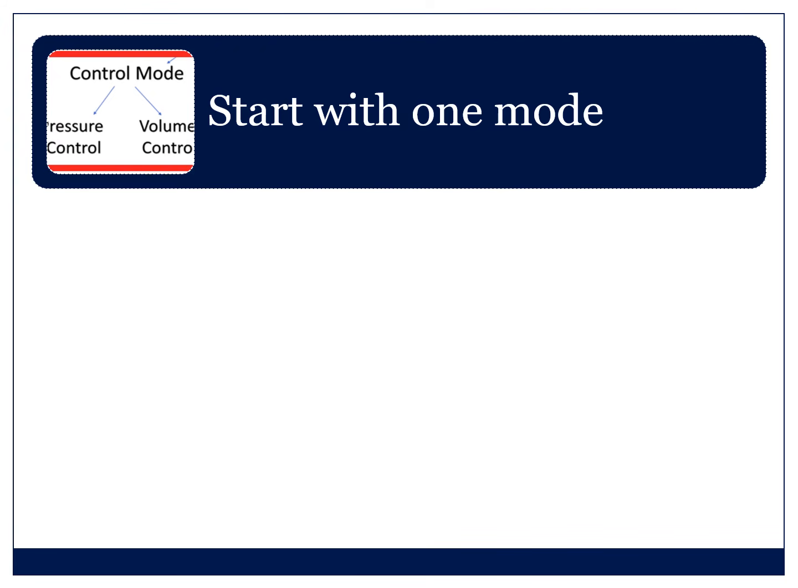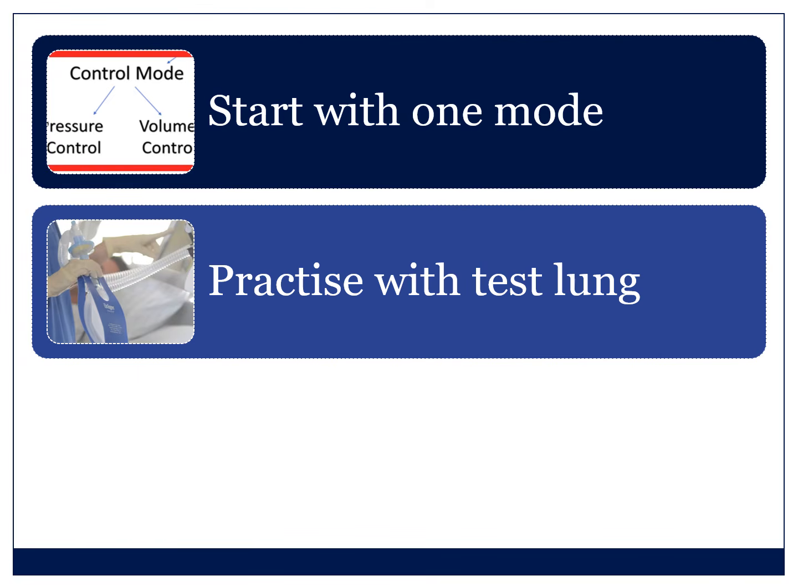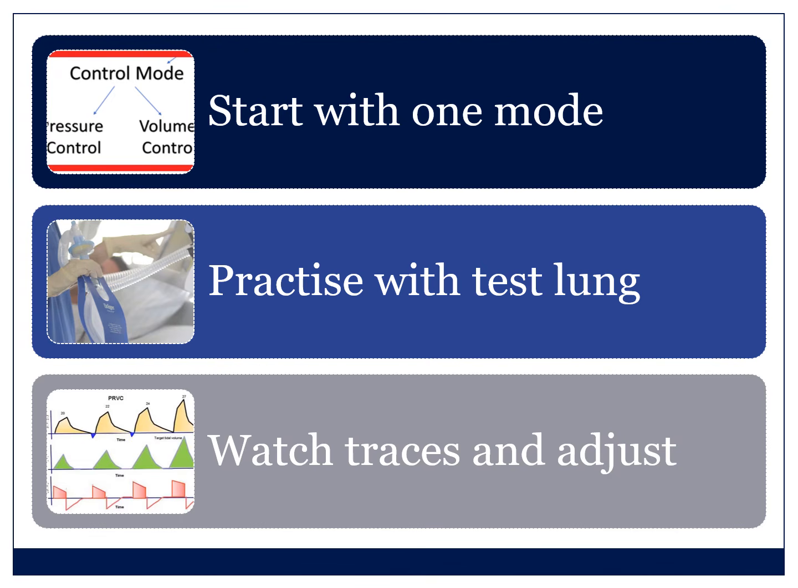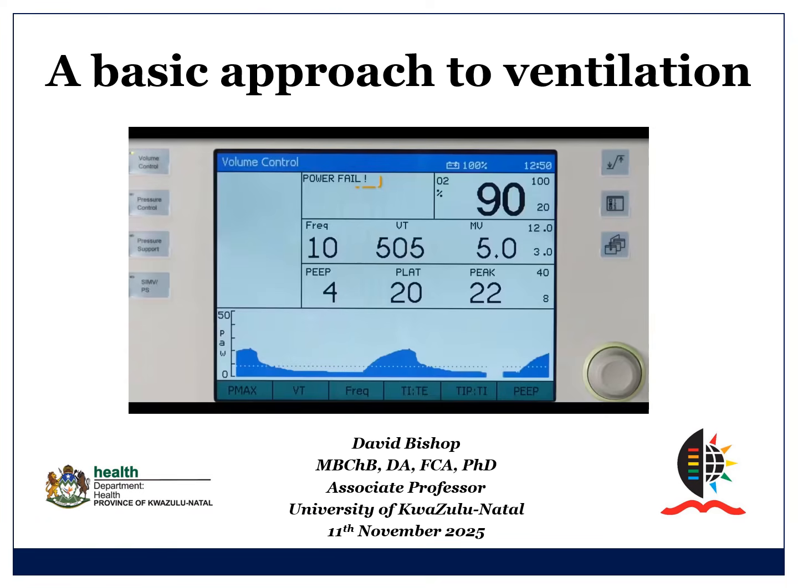So as a general principle, start with one mode of ventilation, either pressure or volume, and get to know that well, and then learn to use the other one because they're both useful in different circumstances. Practice with a test lung, and this is something that's easy to do, and watch the traces. Watch them, learn what they mean, and adjust your ventilation as you're going, and very quickly you'll become an expert at the basic modes of ventilation.